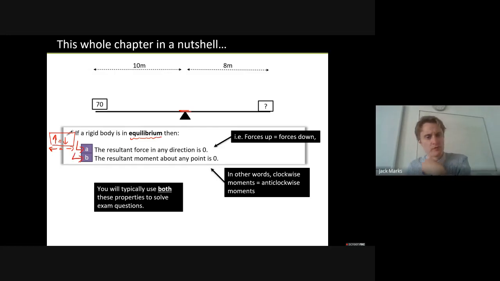The one that's new, though, and we've talked about already, is the resultant moment. In other words, the turning is all zero. So all the forces that way equal all the forces that way. Clockwise equals anti-clockwise is another way you might want to think of it. So we normally use both of these to solve problems, and it's not always obvious which order you use them. Try to use the top idea first, up equals down, but sometimes you have to use moments, the moment part, then the forces. There's no guarantee about which order to answer them.